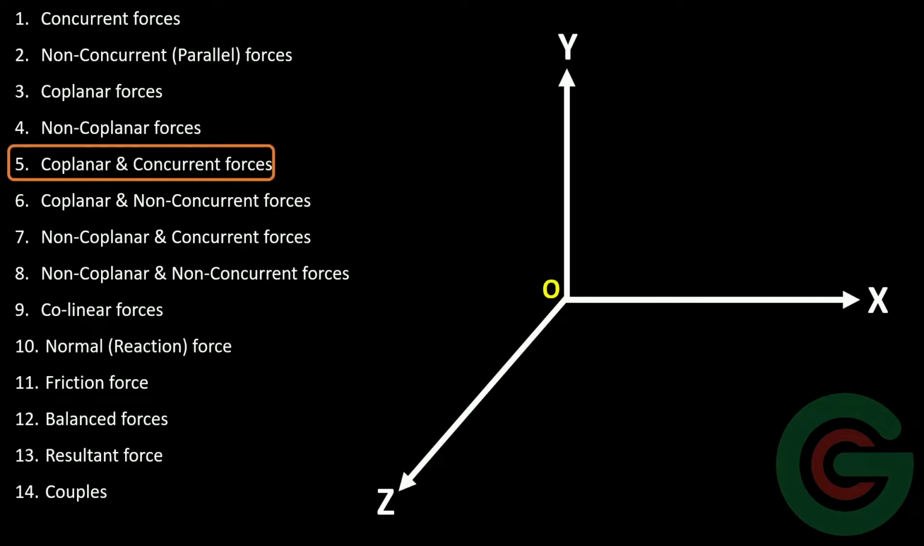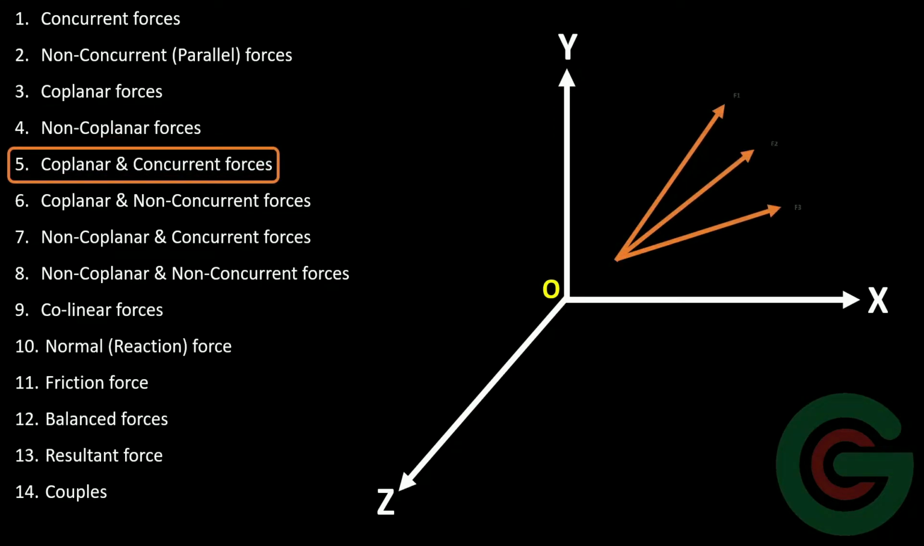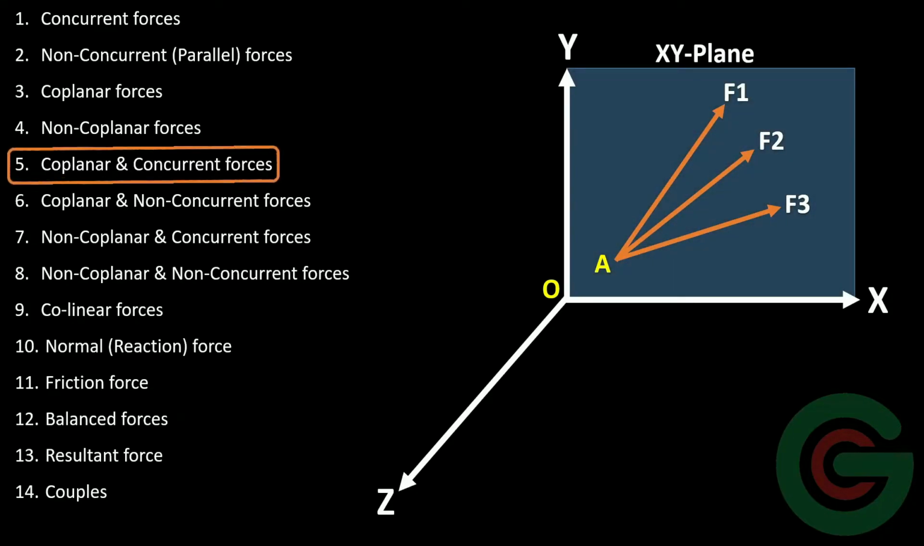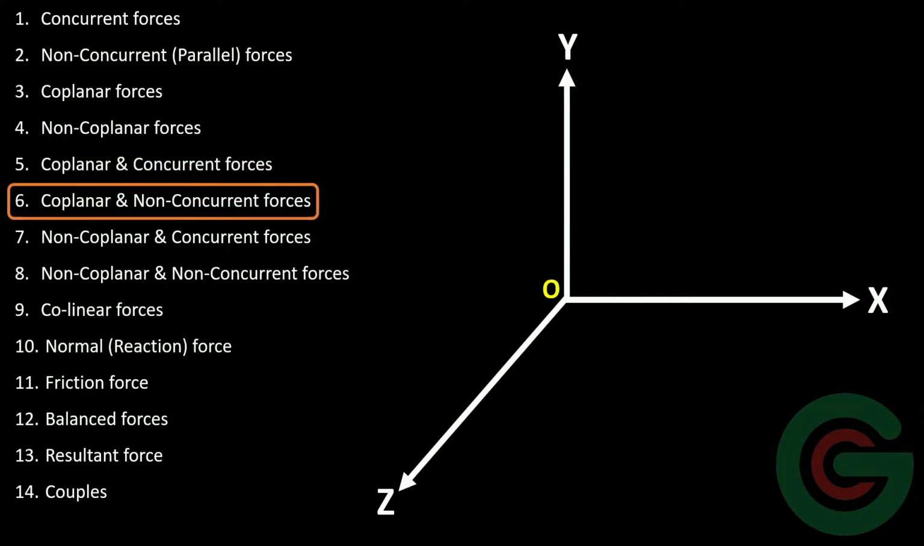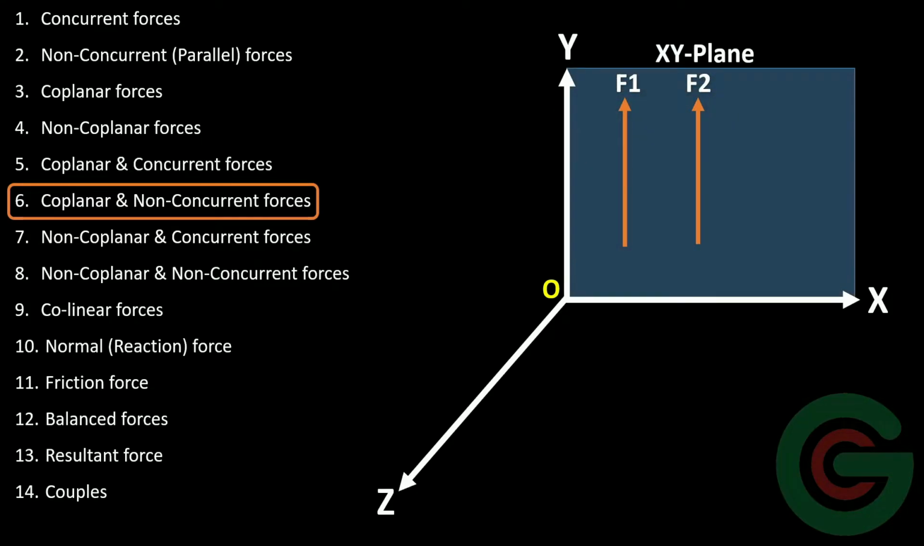Next, coplanar and concurrent forces. If the forces have the same point of origin, they are concurrent forces. And if such forces exist in the same plane, they are called coplanar and concurrent forces. Here we have concurrent forces F1, F2 and F3 existing in the same XY plane. Next, coplanar and non-concurrent forces. If the non-concurrent forces exist in the same plane, then they are called coplanar non-concurrent forces. Here we have forces F1 and F2 which are non-concurrent but existing in the same XY plane.